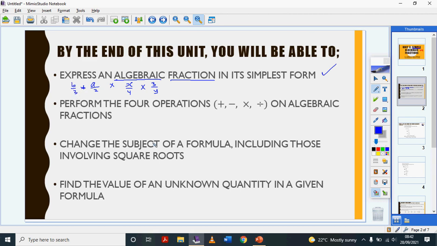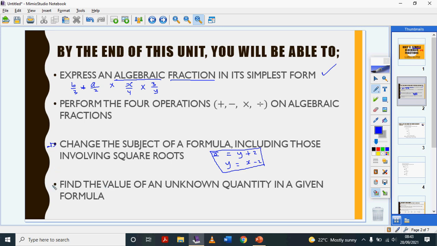We will change the subject of a formula, including those involving square roots. So this is just an example. If you have x is equal to y plus 2, you can write this as y is equal to x minus 2. If you don't know where this is coming from, don't worry. When we get to this section, we'll talk about that in detail.